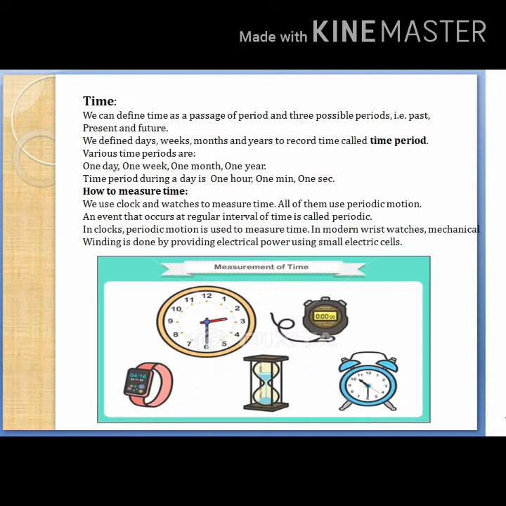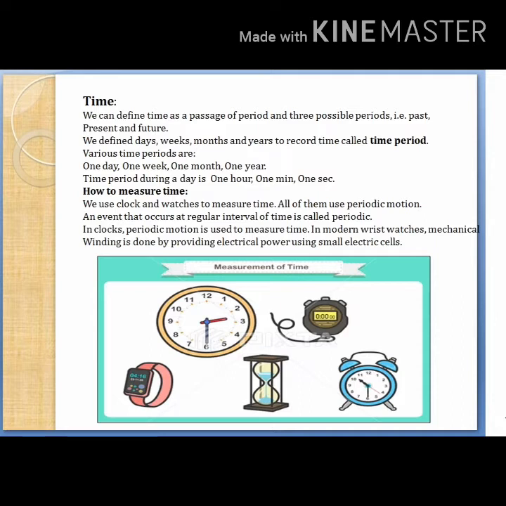How to measure time? We use clocks and watches to measure time intervals. There are different kinds of mechanical and digital clocks that are available in the market. All of them use periodic motion. Events that occur at regular intervals of time are called periodic. Students, periodic motion is a motion that repeats itself after a certain interval of time.